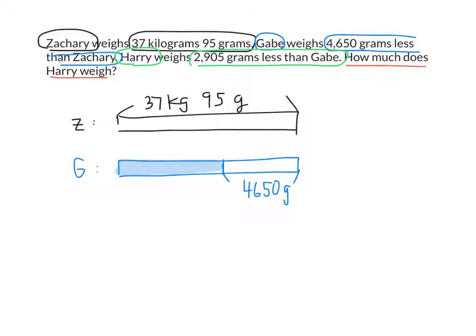Okay, then there's a third guy named Harry. Does Harry weigh more or less than Gabe? Less. So let's draw it even shorter. Or let's draw one that's the same length as Gabe's weight, but let's cut off some of it because he only weighs this part of it, right? And how much less does Harry weigh compared to Gabe? Well, it says he weighs 2,905 grams less than Gabe. And in the end, we're trying to figure out how much Harry weighs.